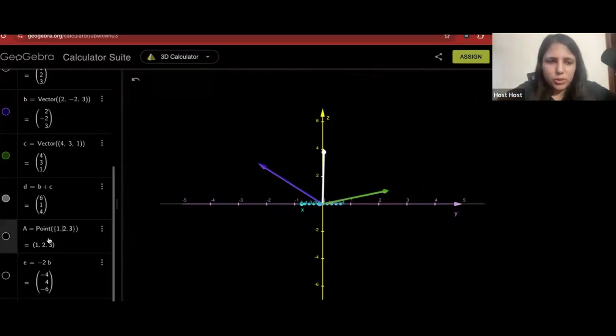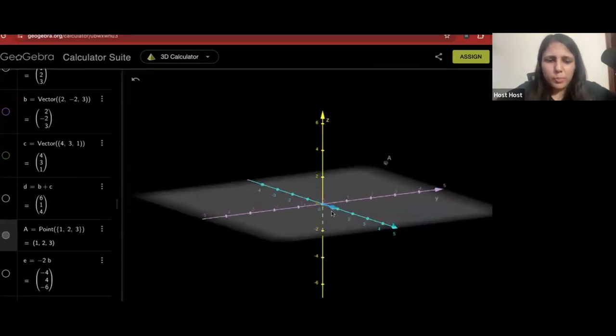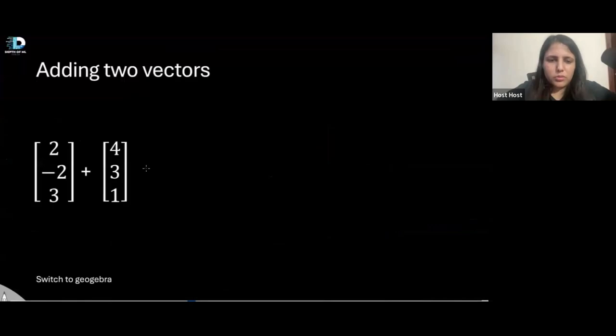I also wanted to show what a point is. Let's look at the point as well. I have plotted this point A. This is just one point. If I have to instead plot a vector, it will start from the origin and go till here. Fine. So coming back, this is nothing but 6, 1, and 4. And we have seen how to geometrically add these vectors as well.